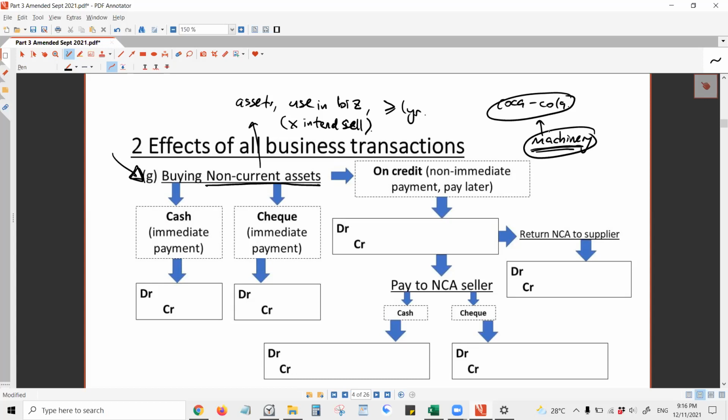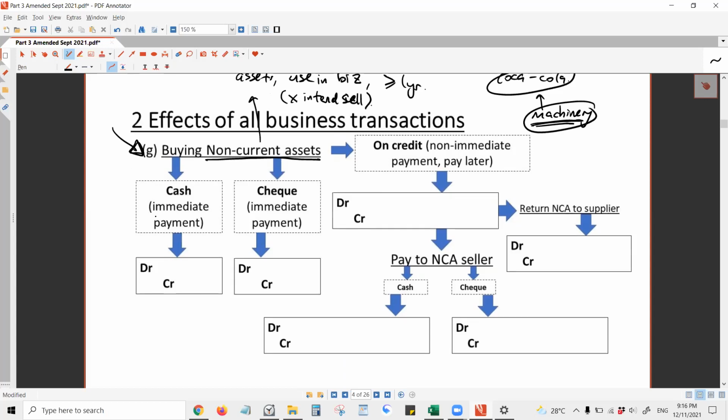Now, let's look at the double entries. Again, buying something, there can be 3 possible situations: G1, G2, then G3. G1, you pay with cash immediately. G2, you pay with check on the spot. On the spot means immediately, okay? Number 3, you buy NCA on credit. It means you pay later, okay? So double entries, you should know very well. When you pay with cash, you credit cash. When you pay with check, you credit bank.